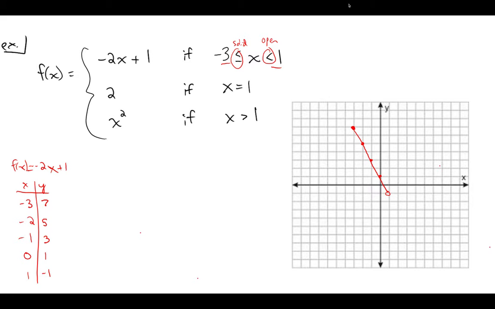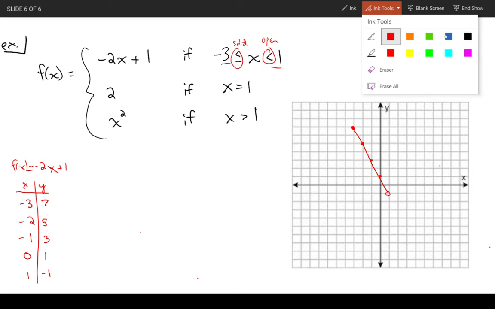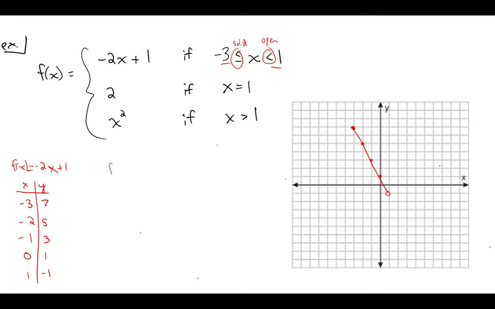Now my next equation is pretty simple. I'll change colors here. So my next equation is just f of x equals 2. But now this is only for one value at x equals 1. So that means that the only number I can plug in is 1, and it automatically equals 2. That's it. So that means the point 1, 2. 1 right here. So that's going to be a solid dot, sort of filling in that hole.